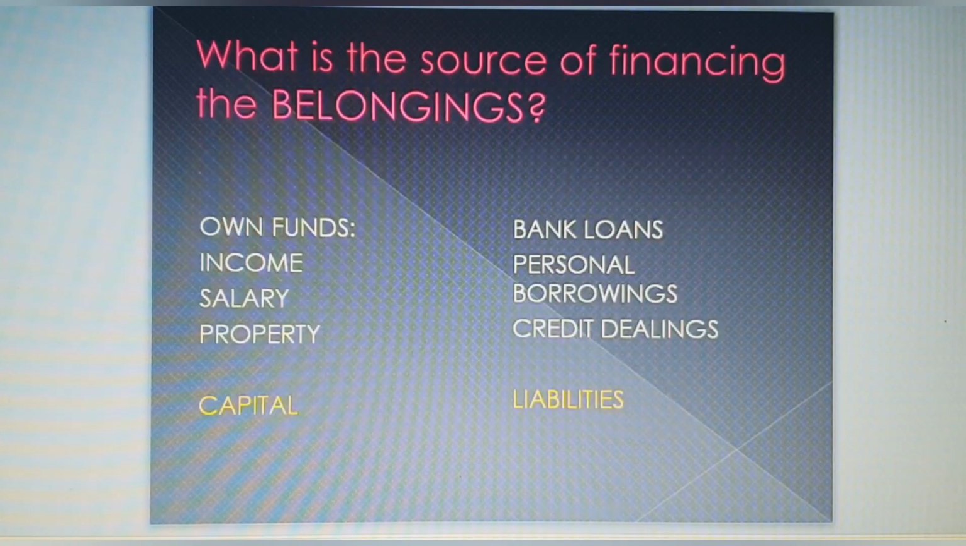Correct? That brings us to, what is the source of financing the belongings? I have put these different sources under capital and liabilities. Capital meaning own funds, your income, your salary, your own property. Whereas liabilities can be bank loans, personal borrowings from relatives and friends, credit dealings meaning credit purchases from people. Either this source is from capital or the liabilities. Can there be any third source? No. Either you spend from your own money to buy everything, or you do it by borrowing from someone, right? These are the only two options.